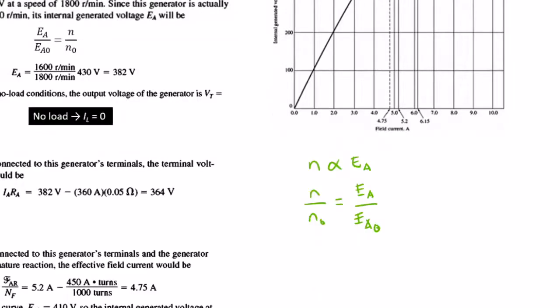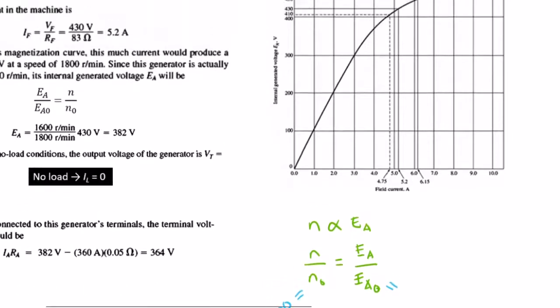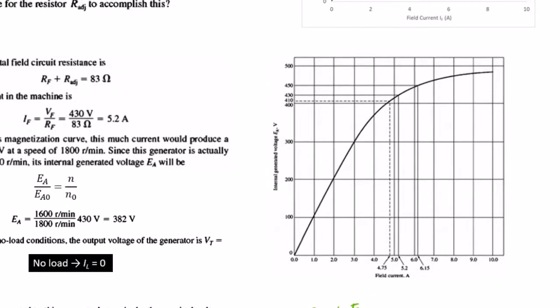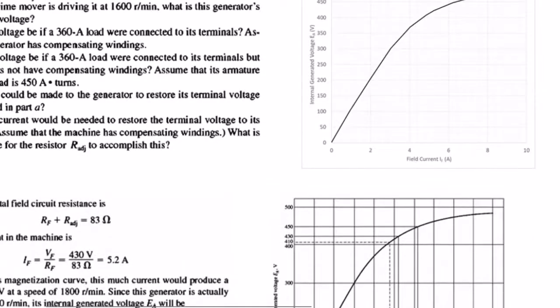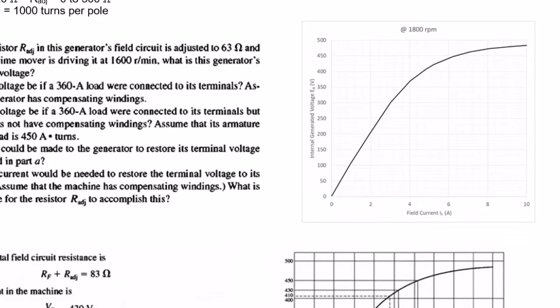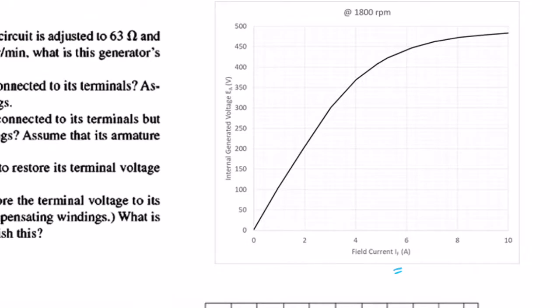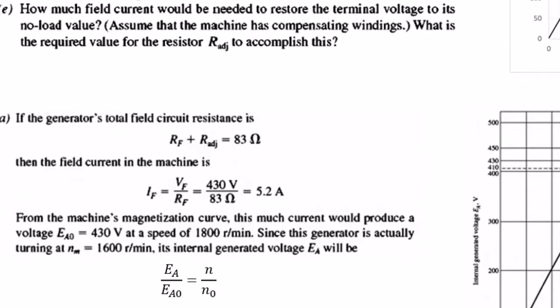So it means that we know this value already. This is 1800 RPM. And then what is the EA0, the internal generated voltage at this rated speed? We can use the magnetization curve. But to use the magnetization curve, we need first to find what is the value of the field current IF, and then we can work it out by doing these steps here.